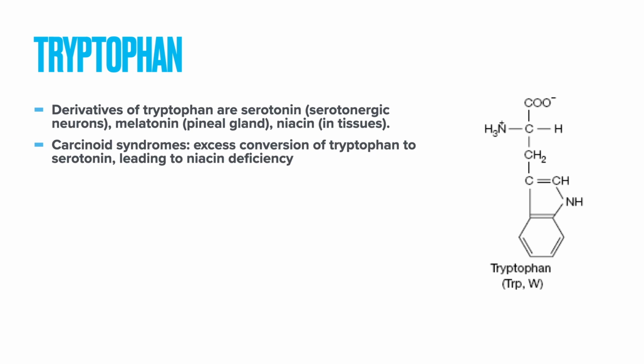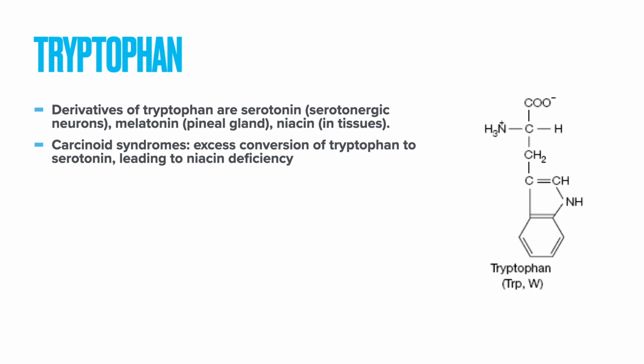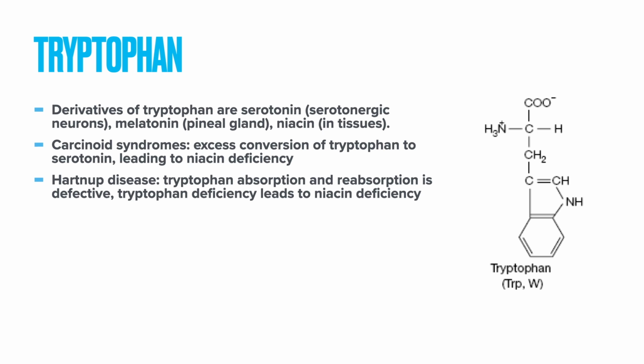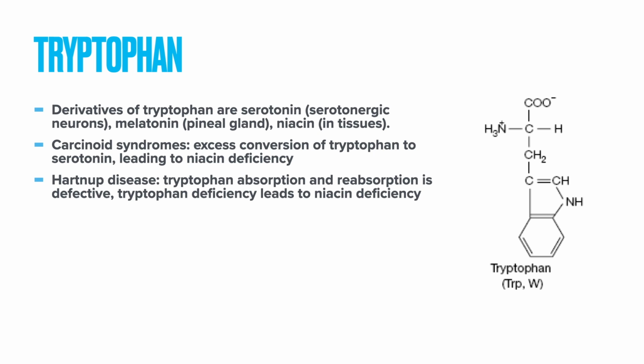So, in carcinoid syndrome patients, what will happen? There will be excess diversion of tryptophan into serotonin formation rather than niacin formation. That is why carcinoid syndrome patients will have high serotonin levels and less niacin, giving rise to pellagra signs and symptoms. The other disease is called Hartnup disease. This is an autosomal recessive condition where there is a decrease in the absorption of tryptophan in the intestine and decrease in the reabsorption of tryptophan in the renal tubules, overall giving rise to tryptophan deficiency and thereby niacin deficiency.